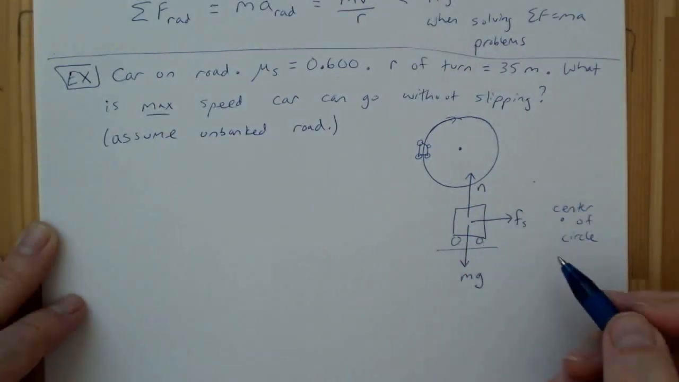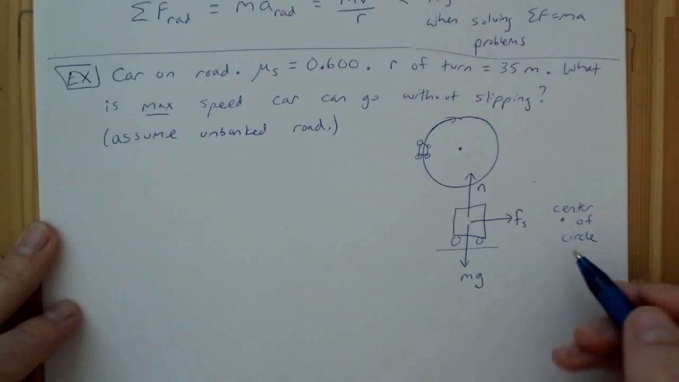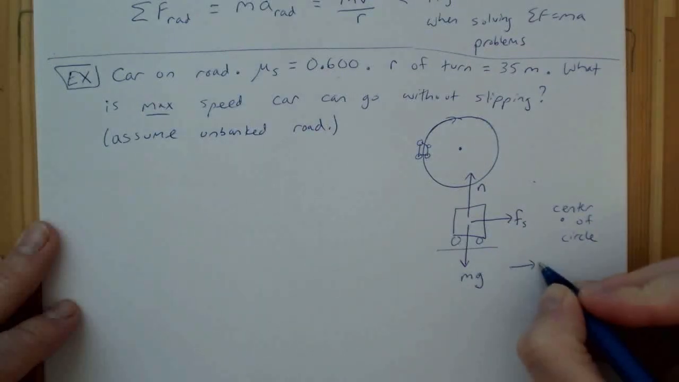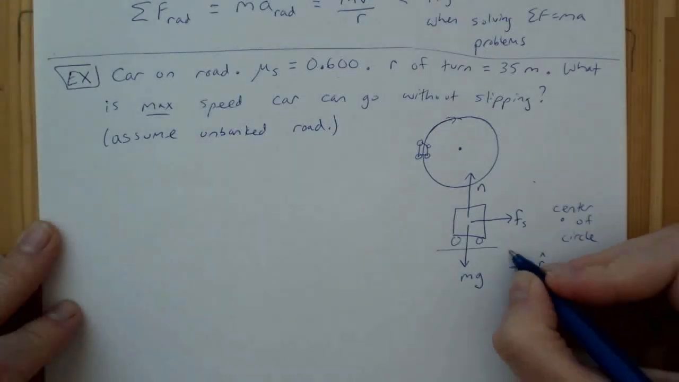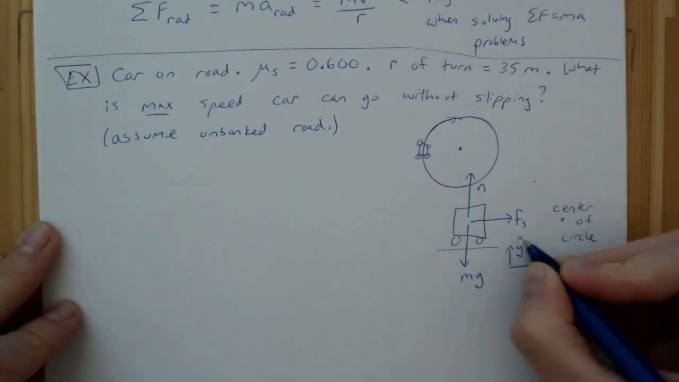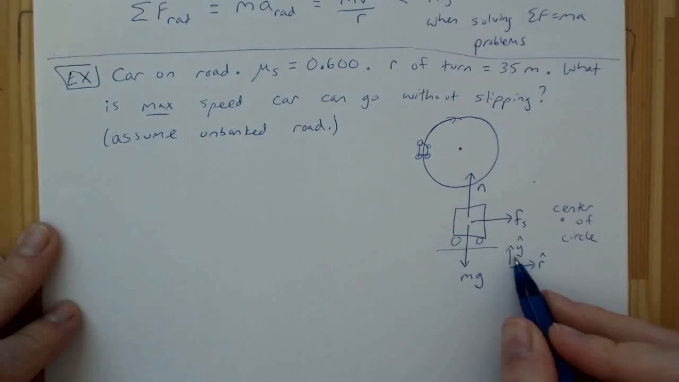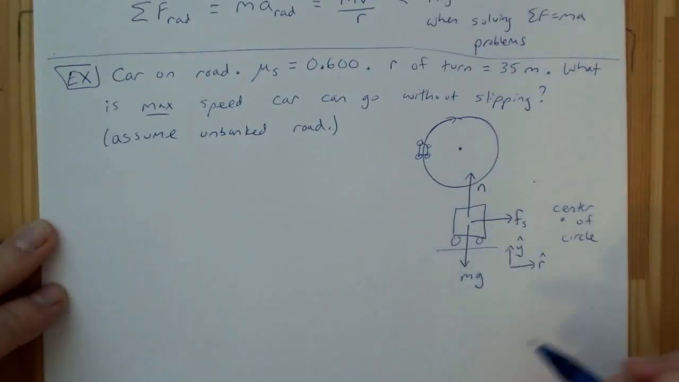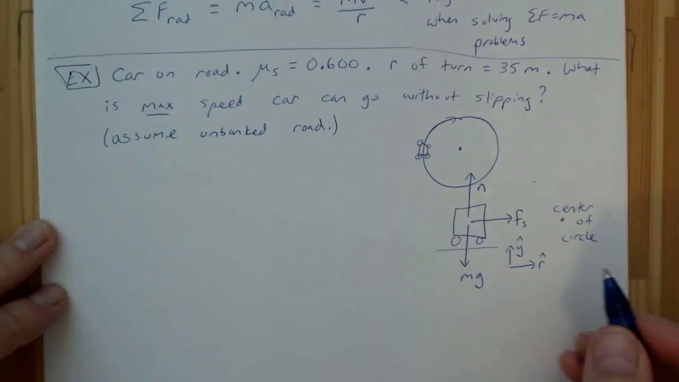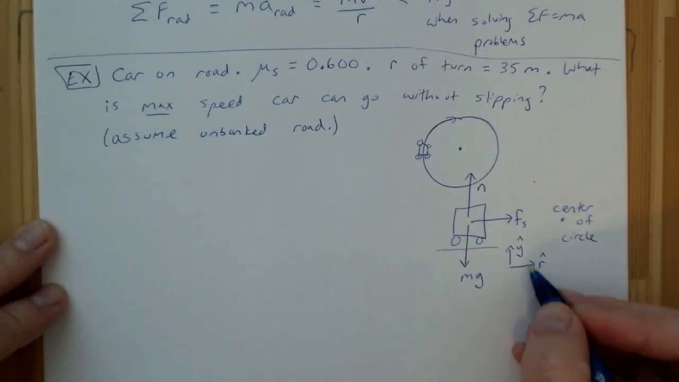So I have then this free body diagram. I'm going to choose this. I'll call that my radial direction. I like to denote it by r hat, but you can denote it however you like. And then orthogonal to that, my standard vertical axes. Okay, so at this point then, I can look at the sum of forces in y and the sum of forces in x.